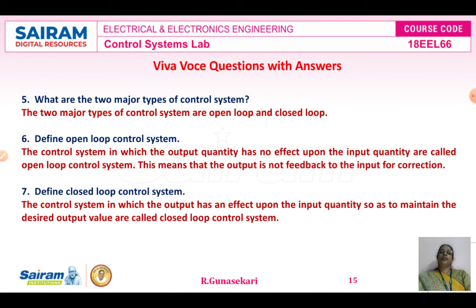Then what are the two major types of control system? One is the open loop control system, and the other is the closed loop control system. Define open loop control system. The control system in which the output quantity has no effect upon the input quantity is called an open loop control system. That means the output is not fed back to the input for correction. Define closed loop control system. The control system in which the output has an effect upon the input quantity, so as to maintain the desired output value, is called a closed loop control system.